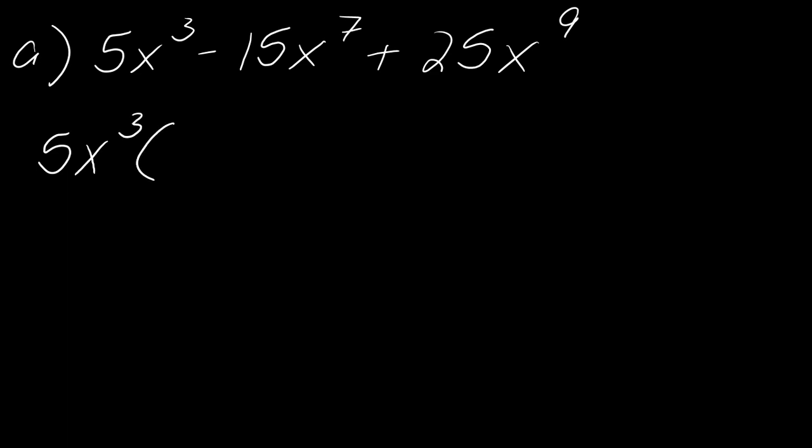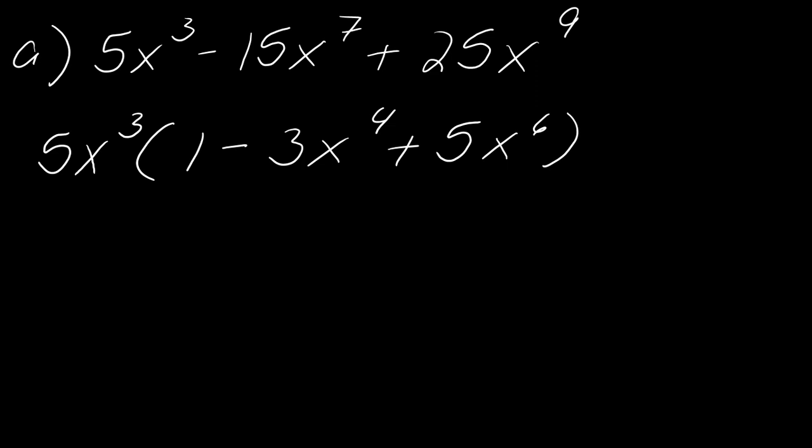Now, 5x to the third divided by itself will just be 1. And then when I divide out the rest, 15 divided by 5 is 3, and then I subtract the exponents, so 7 minus 3 is 4, and then 25 divided by 5 is 5, and then 9 minus 3 is 6. So here is everything factored out.